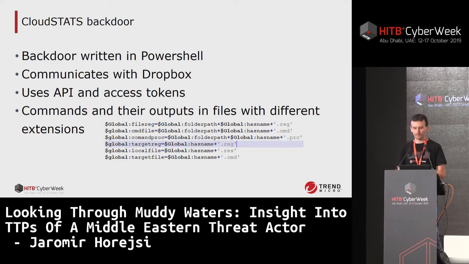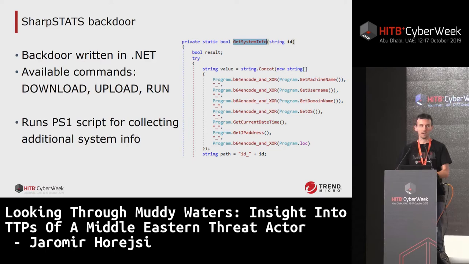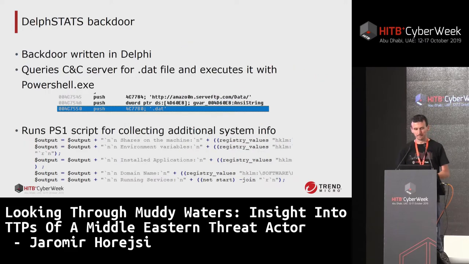cloud storage service. For us as researchers, if we know the API keys which are hard coded, it allowed us to monitor what was going on and download some of these communication files. More backdoors. These were quite simple. One of them was called SharpStats. A simple backdoor in .NET using some small modules in PowerShell for collecting the data.